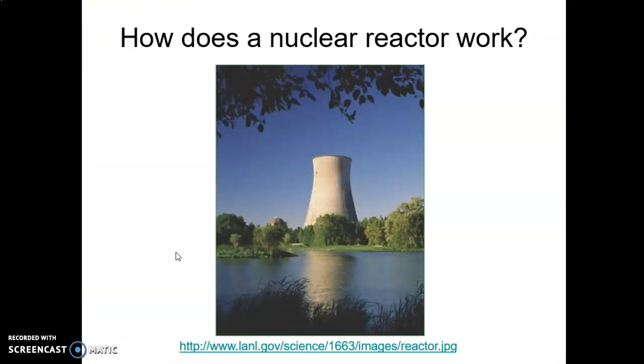So, before we start talking about that, I want you to think about this question. How does a nuclear reactor work? I'm pretty sure you've seen these nuclear power plants before, whether it's on TV or if you've actually seen one in real life. But how does it actually work? Well, that question can definitely be answered when we talk about isotopes and the stability of the isotopes.